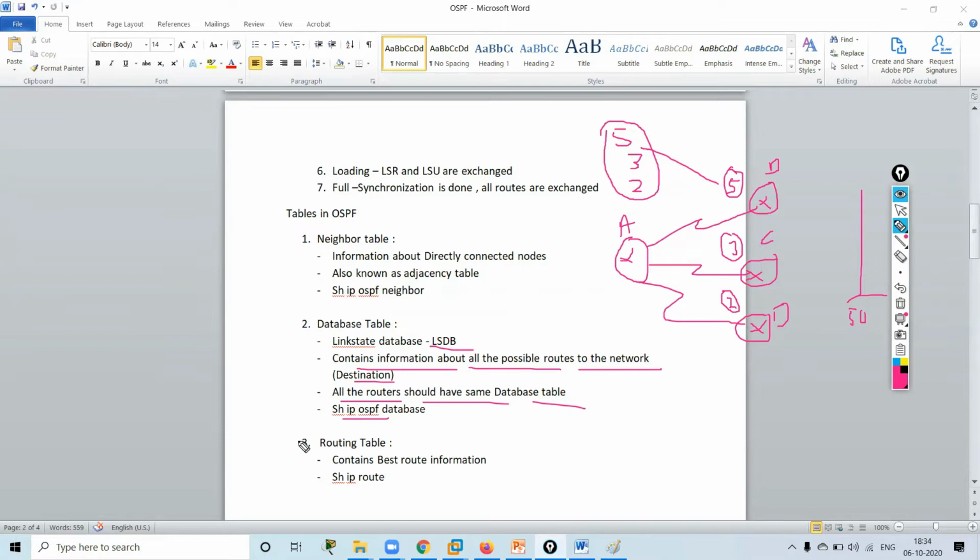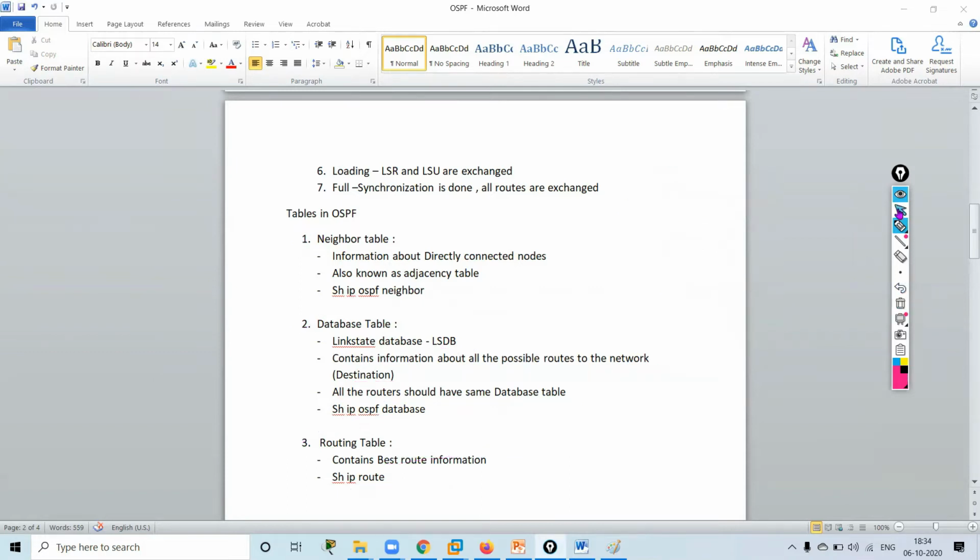Okay, then the routing table, as our global routing table for all other routing protocols, contains best route information. Show IP route is the command that is given to see the routing table. Got it?